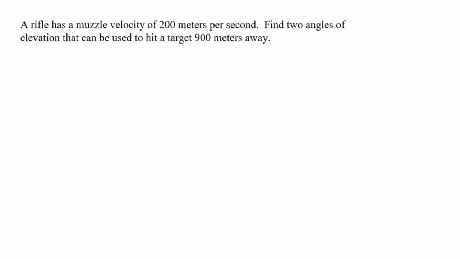In this problem, it says a rifle has a muzzle velocity of 200 meters per second. Find the two angles of elevation that can be used to hit a target 900 meters away. So this is a projectile problem. What formula should we write down?